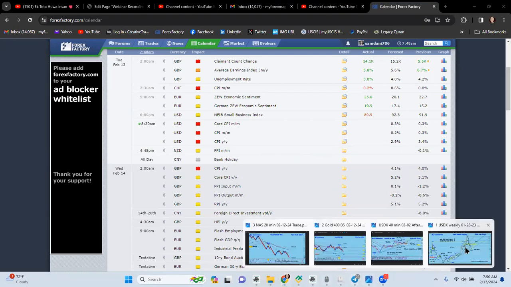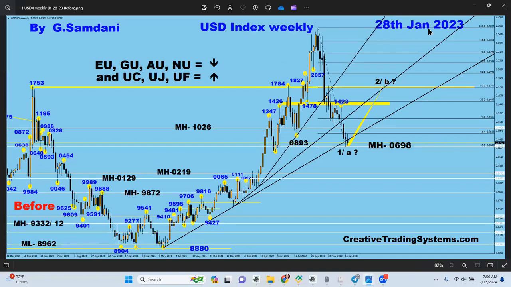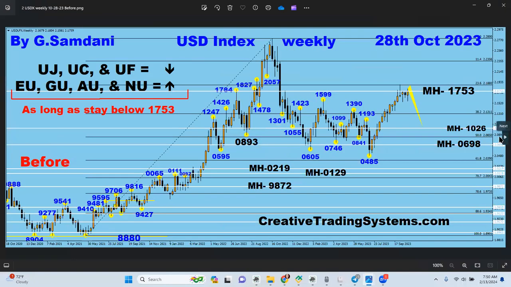So let me show you a few old charts. This is the chart starting from January 2023. I'm going to skip a lot of charts in between, go a little faster. From here, the target was this 1753 as wave 2 OB. We got there after a while, right? And then in October, I made the chart that from here we're going to be coming down first to 1026 and maybe 0698. These were the targets.